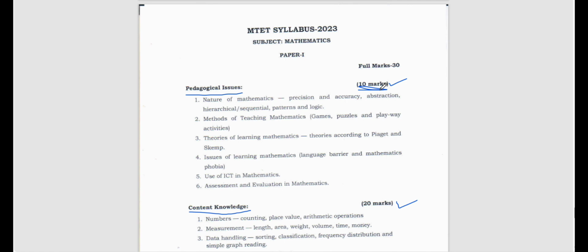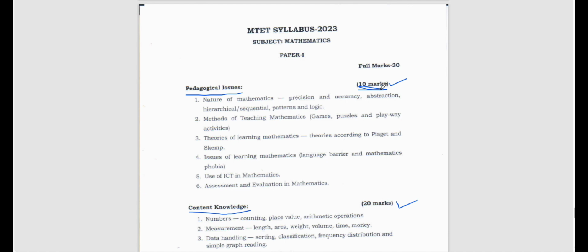Especially I'm talking about friends in the SC and ST category, because you just need 82 marks out of 150, which is very easy. Why am I saying that if you can score 10 out of 10, it will be very good for you?